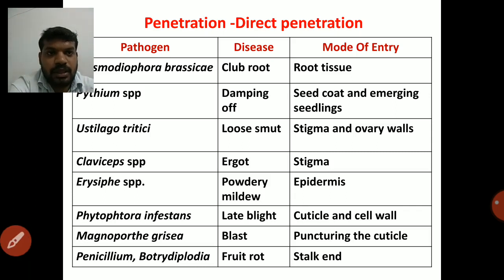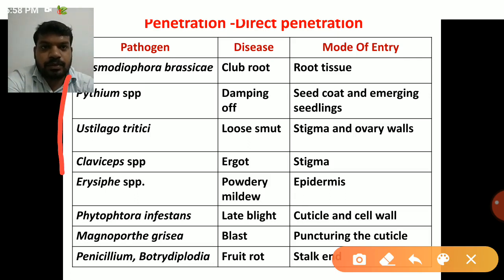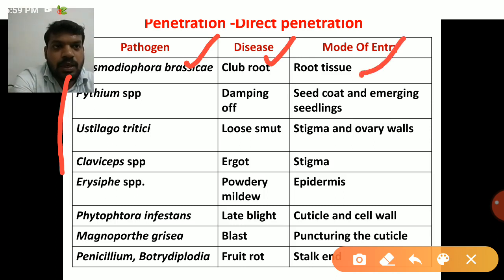These are all examples of direct penetration. First of all, Plasmodiophora brassicae. This is a protozoan pathogen. It produces clubroot disease. It mainly infects the root tissues. Infected root tissues bulge due to hypertrophy and hyperplasia. Hypertrophy means enlargement of cells. Hyperplasia means multiplication of cells through an increased number of cell divisions.